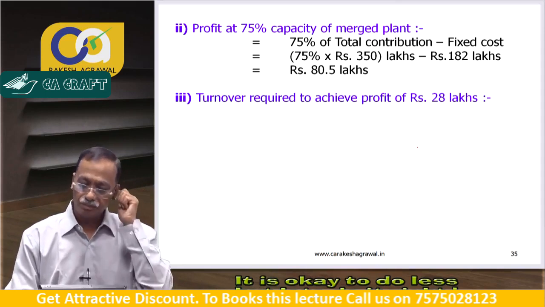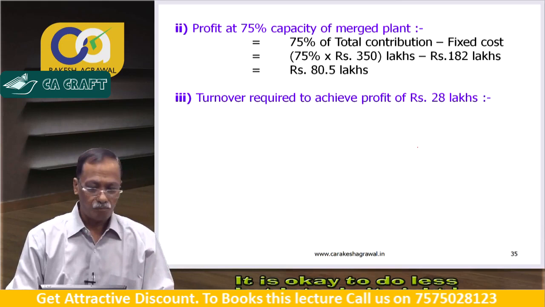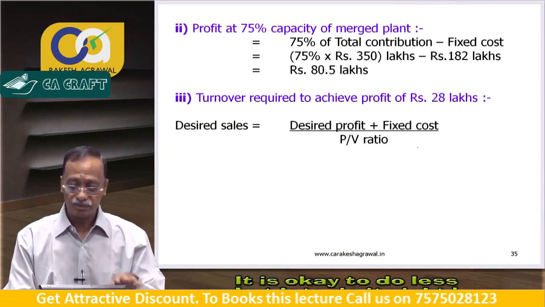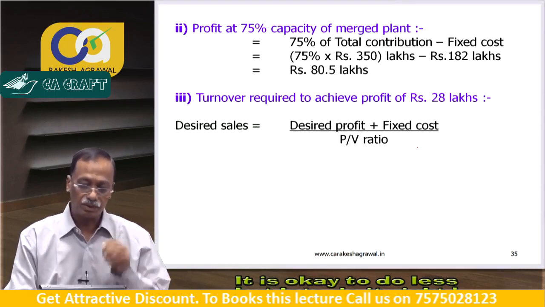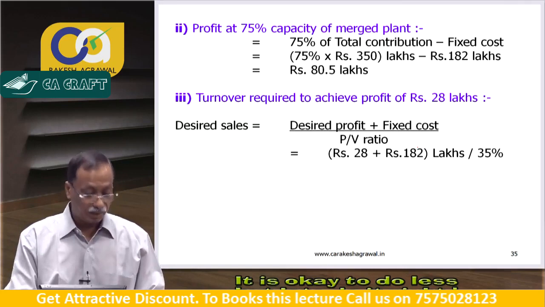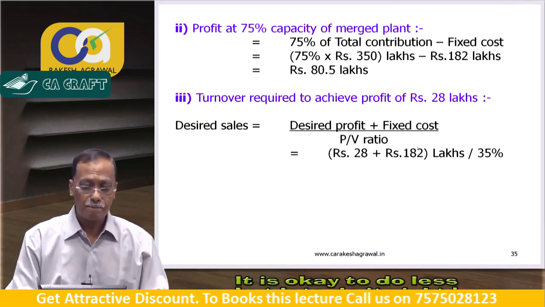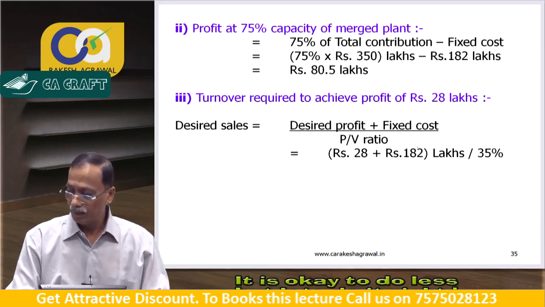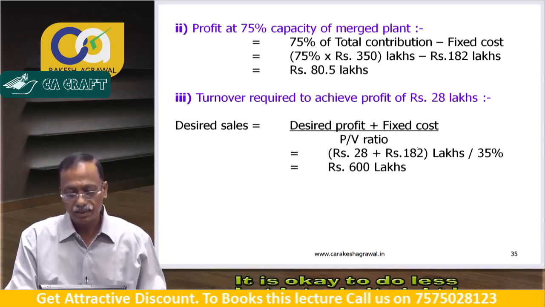Number 3, turnover required to achieve a profit of rupees 28 lakhs is equal to desired profit plus fixed cost divided by PV ratio, which is equal to desired profit 28 lakh plus fixed cost 182 lakh, so numerator 28 plus 182 lakh, divided by 35%. So you get the answer as 600 lakhs.